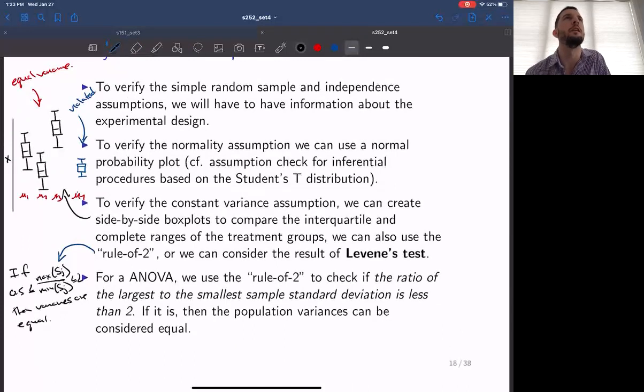Sorry, Jen, for the box, the whiskers, or both? The whiskers. You want the total range of the whole data set, so you would go whisker to whisker.